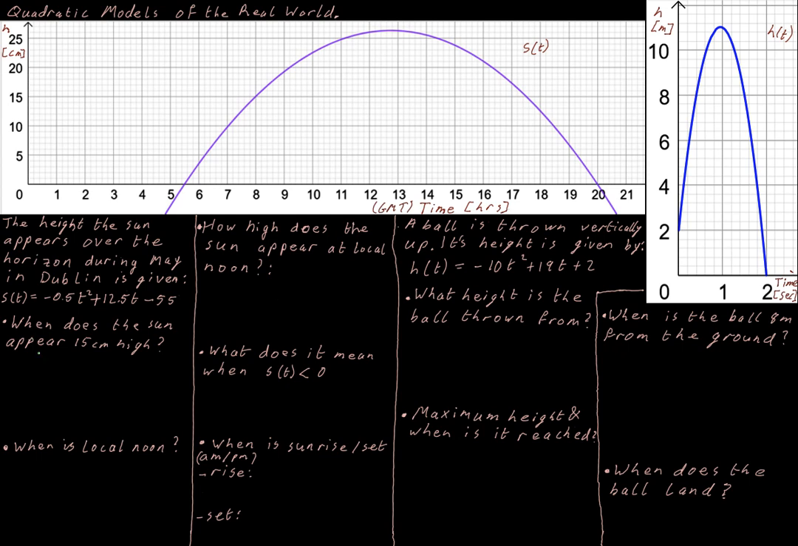When does the sun appear 15 centimeters high? So when does it appear to be 15 centimeters above the horizon? So we're looking at height. So we go to 15 centimeters on our height. We go across that line and we hit our graph here. Well, what are the coordinates of that point going to be? That's going to be up the stairs 15, and if we drop down from that point, we would get 8. So the coordinates of that point would be (8, 15).